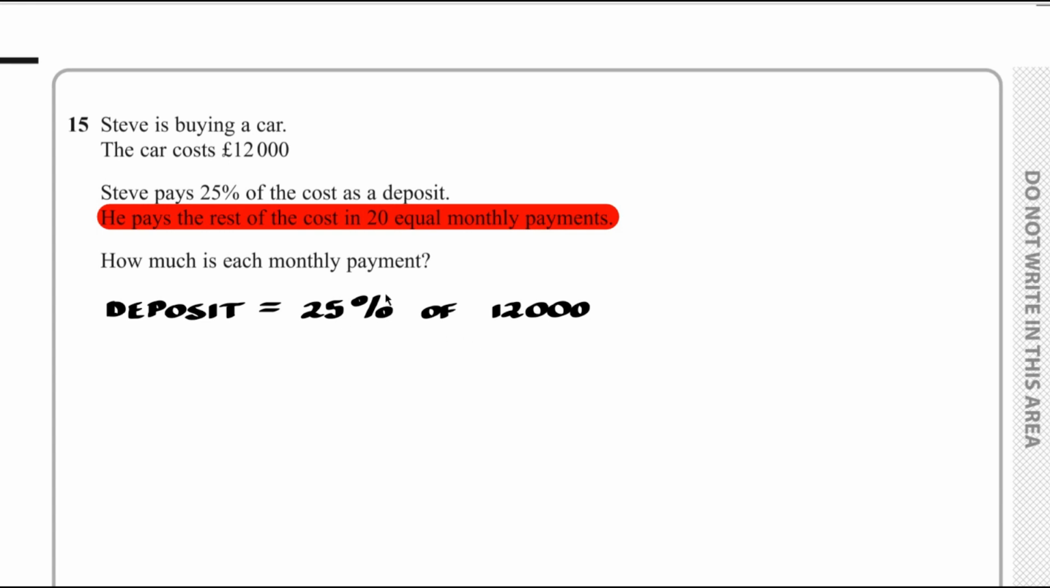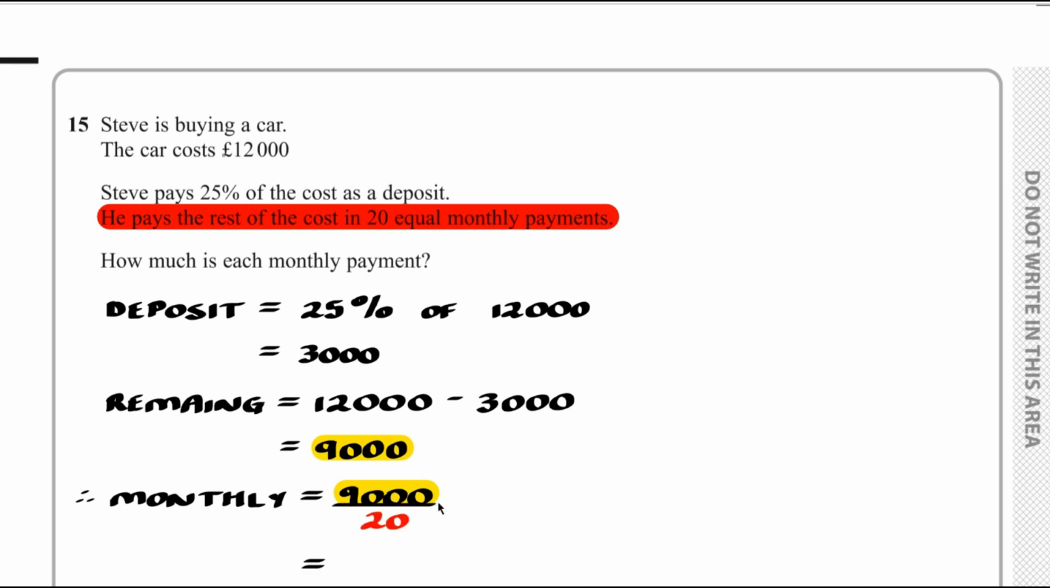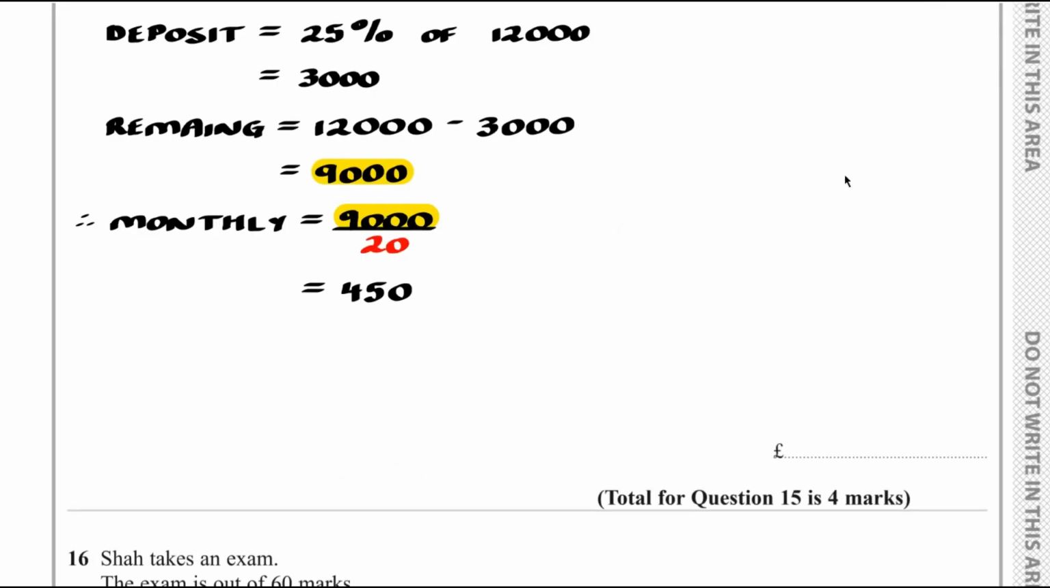And if I work this out, 25% is the same as 1/4. So 1/4 of 12,000 is 3,000. So he pays £3,000 for his deposit. So the remaining amount will equal £12,000 subtract £3,000, which is £9,000. So each monthly payment will equal 9,000 divided by 20, which is 450. So each monthly payment is £450.